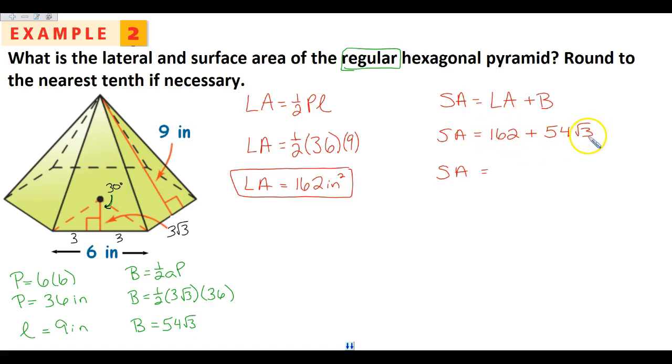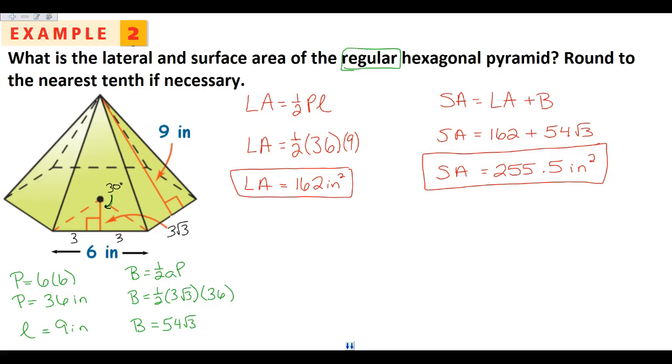So you can do in your calculators, that single line, do 3, hit the square root, times 54. Then from there, you can just do plus the 162 if you're confused about how to put that in your calculator. So when we do put that in, this is going to be 255.5 when we round to the nearest tenth, and that is inches squared, again, because we are in area, so our unit is squared. All right, so that's pyramids.